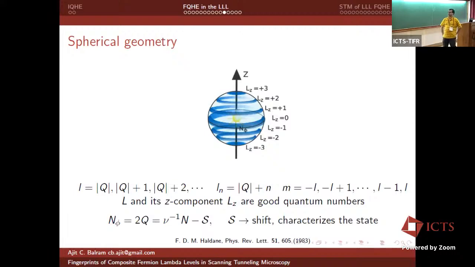That's all it is. And appropriate to this geometry, the orbital angular momentum and its z component are good quantum numbers, because we are going to focus on Coulomb interactions, which are spherically symmetric. So they're going to maintain these quantum numbers. Because this is somewhat of a technical detail, the flux, the filling factor and the number of particles are not directly related as on the plane. There is an offset, which is called the shift. And that shift is a useful quantum number that characterizes the state.